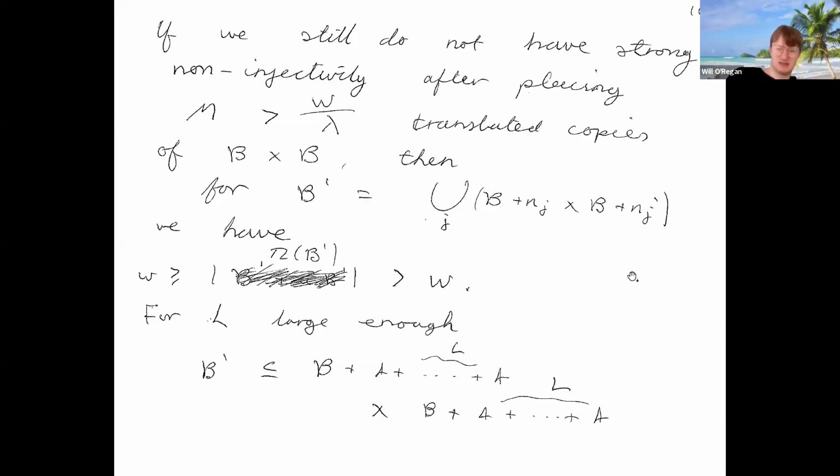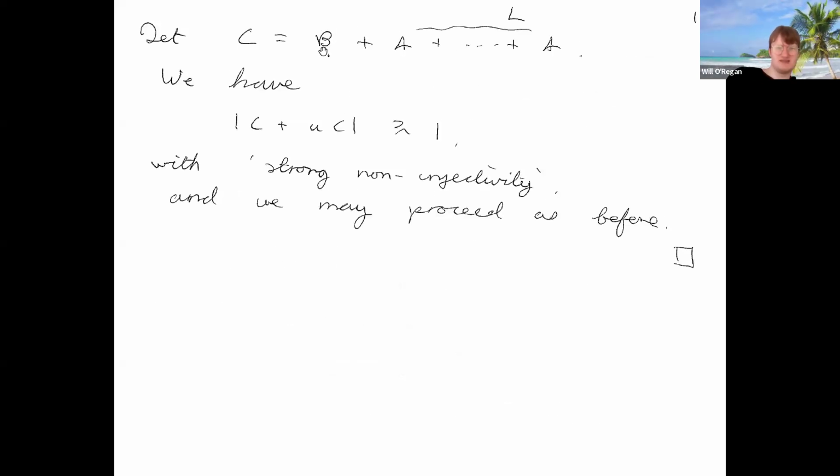I never made any claim that this theorem would give particularly good quantitative bounds, but I'm just claiming that you do get some kind of sum-product result, even if it's very poor quantitatively. So now if you set C to be this thing here, B plus A plus A plus A plus A, L times, then we're in this situation here. We have this C.